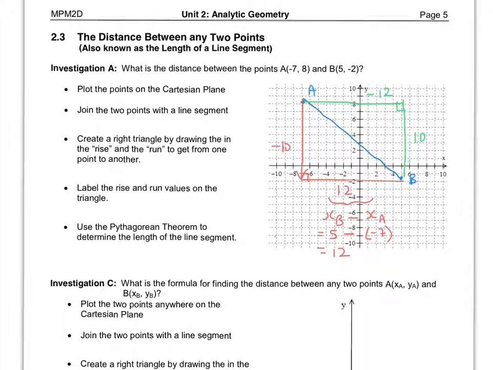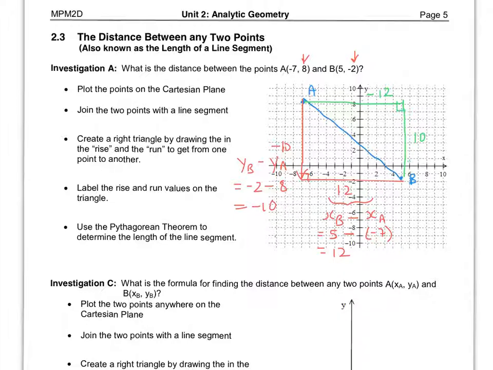The -10 really is our rise. I'm really taking my y-coordinate from point B and subtracting my y-coordinate from point A. So that was -2, the y-coordinate from point B, looking at my diagram, minus my y-coordinate from point A, which is 8. That is where my -10 comes from, or sorry, my rise comes from.